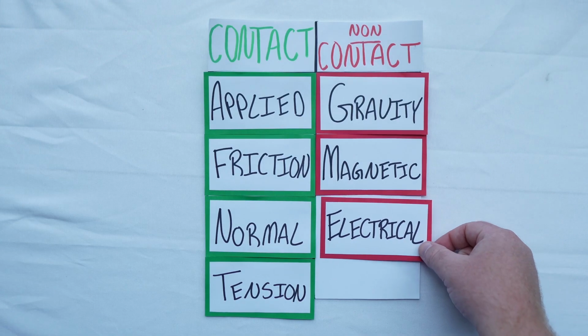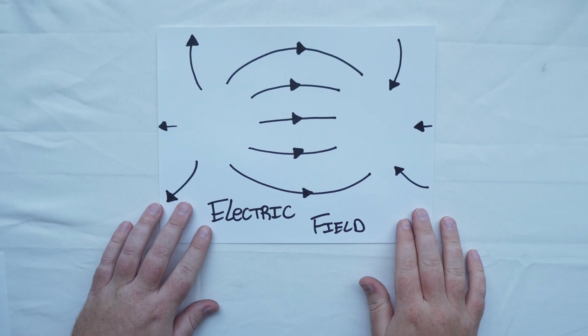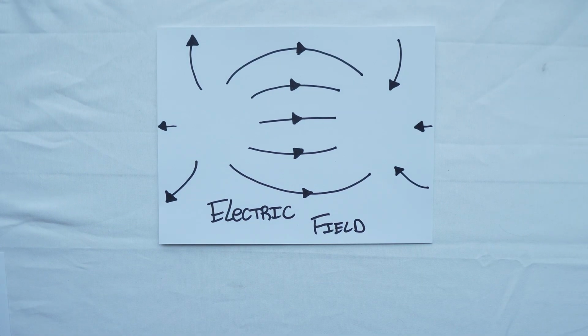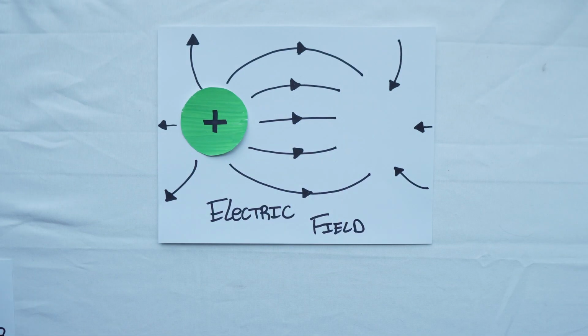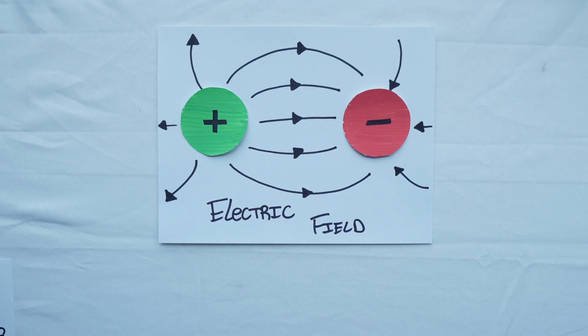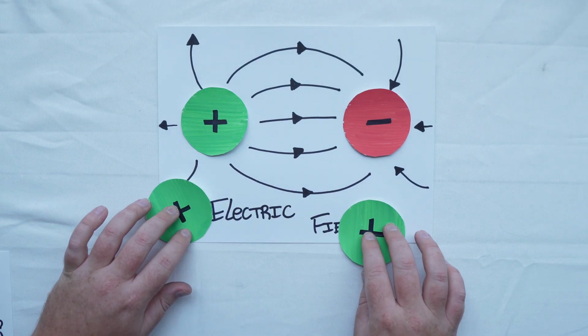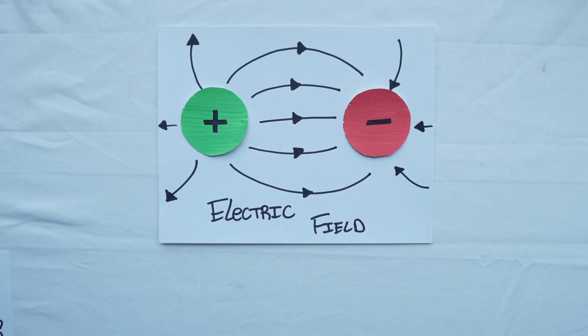Electrical is the last non-contact force that is also quite complex. Very similar to the magnetic force, electrical forces act with an attraction and a repulsion force, or a push and a pull, but this time with charges. Objects become charged when they lose or gain electrons, which are negatively charged particles. There is an attraction force between opposite charges, so a negatively charged object is going to attract or pull a positively charged object, and a positively charged object is going to repel or push another positively charged object.